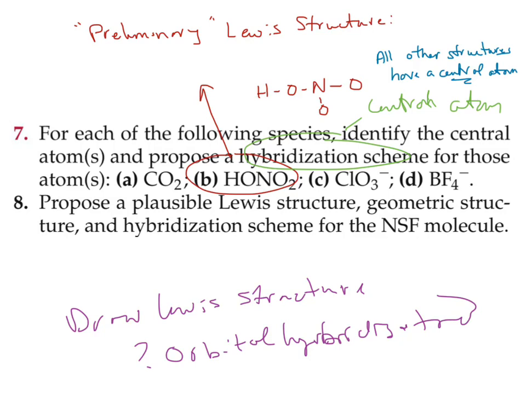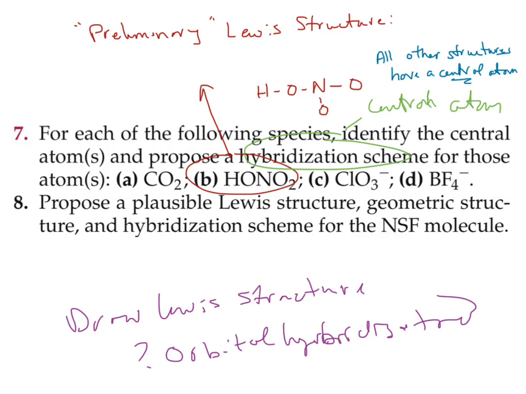So you should be fine with a carbon dioxide molecule. The HONO2, I went ahead and drew it out for you, what it looks like. Now that's not the final Lewis structure. And then say what the hybridization of the nitrogen atom is. For the ClO3, the chlorine's in the middle, 3 oxygens coming out.